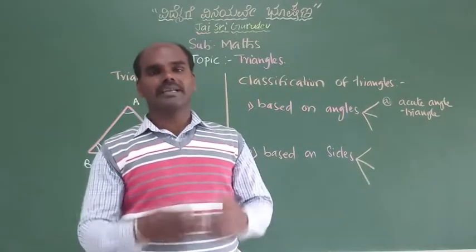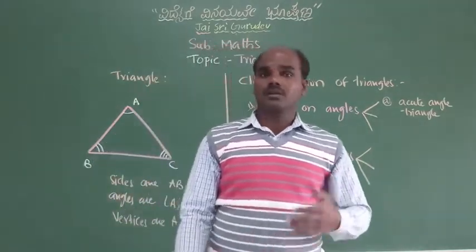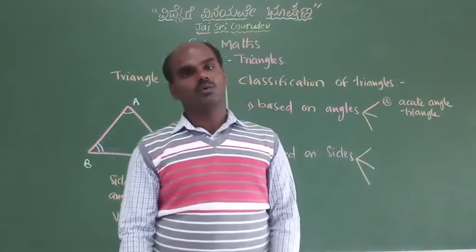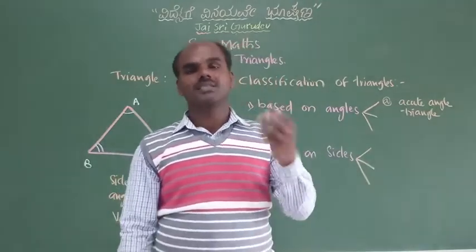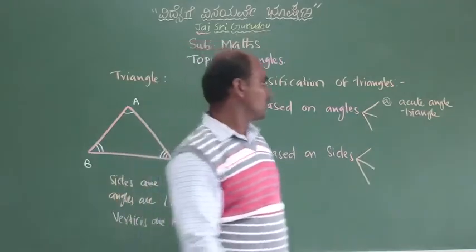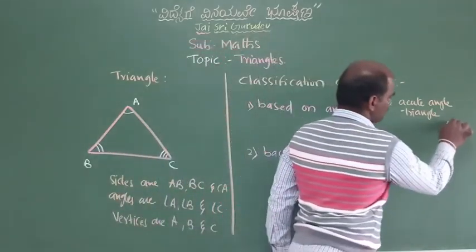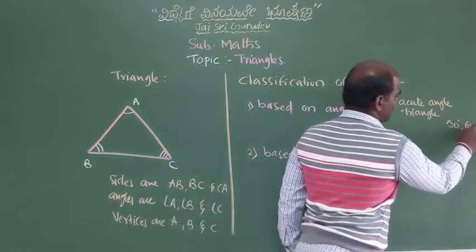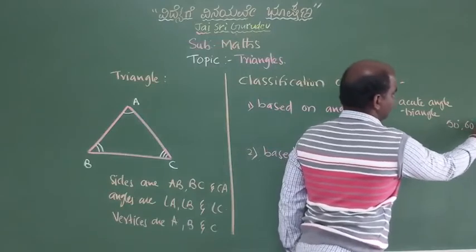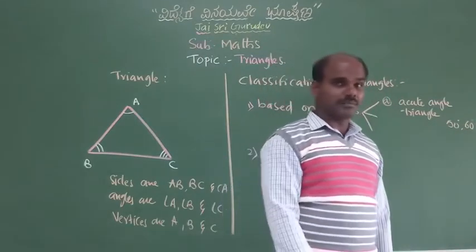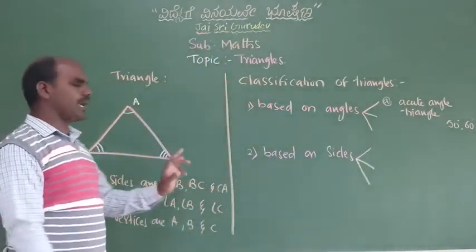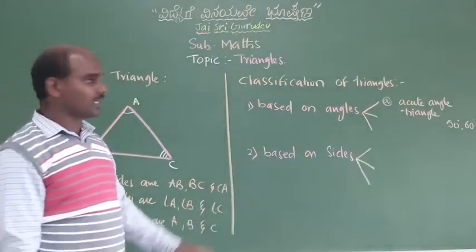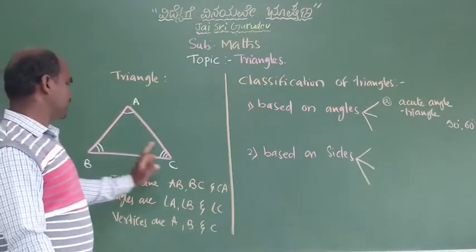For example, when I am taking a triangle, say one angle is 50 degrees, next one is 60 degrees, next one is 70 degrees. So when we take one triangle, for example ABC, I am taking one of the triangles. The angles will be 50, 60, 70.